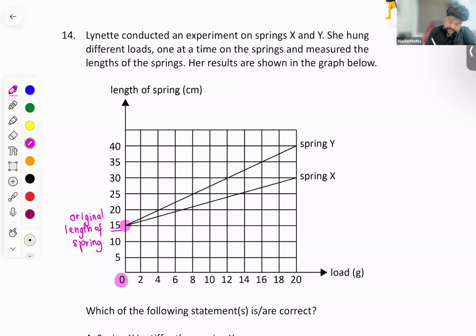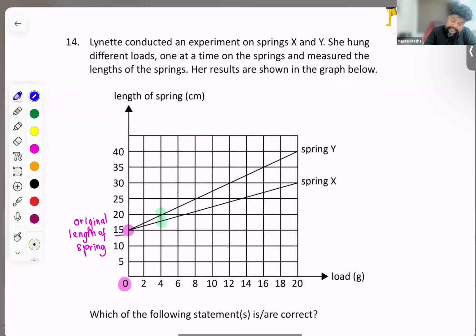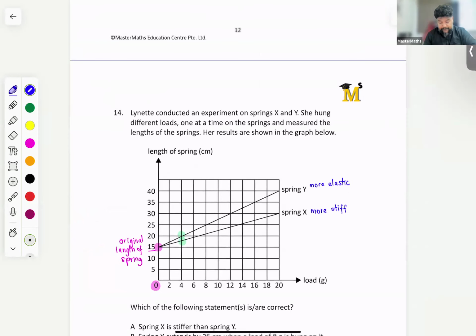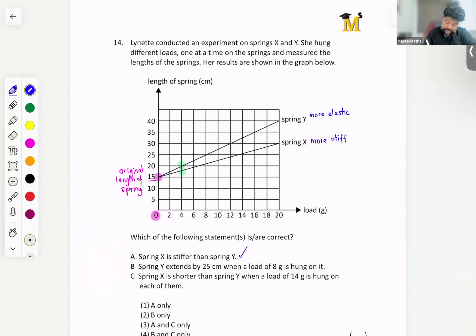Now, when I add 4 grams, for example, spring X extends about 2 cm, spring Y extends about 5 cm. So which one extends more? Spring Y. Because spring Y extends more, we say it is a more elastic spring, and spring X is a stiffer spring. Easy? Now, spring X is stiffer than spring Y, which is true.